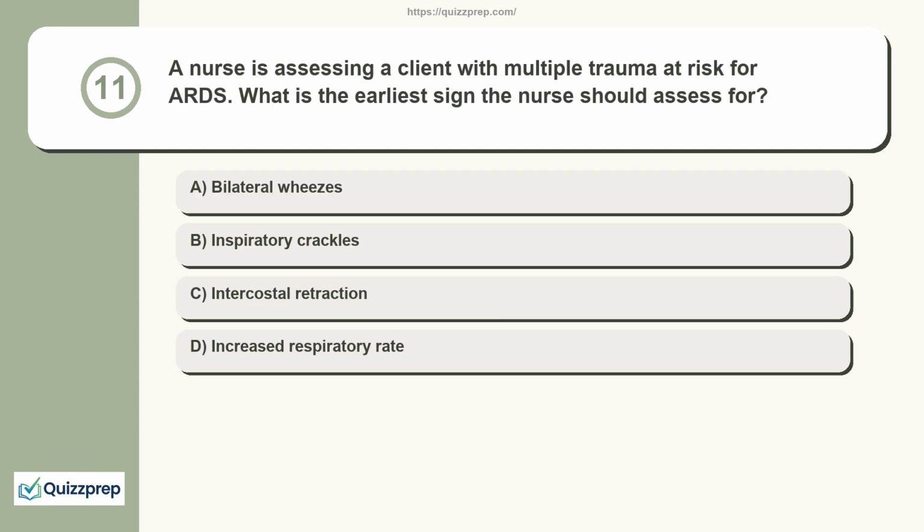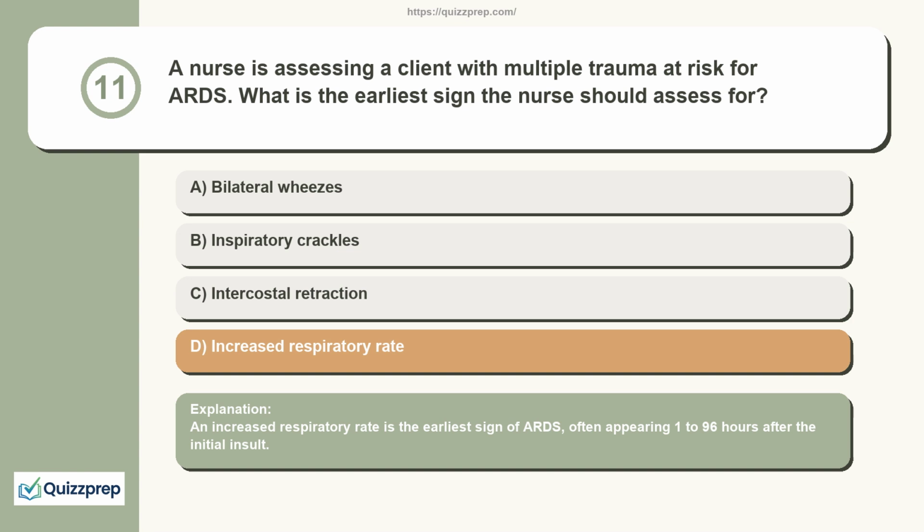Question 11. A nurse is assessing a client with multiple trauma at risk for ARDS. What is the earliest sign the nurse should assess for? Bilateral wheezes, inspiratory crackles, intercostal retraction, increased respiratory rate. An increased respiratory rate is the earliest sign of ARDS, often appearing 1 to 96 hours after the initial insult.